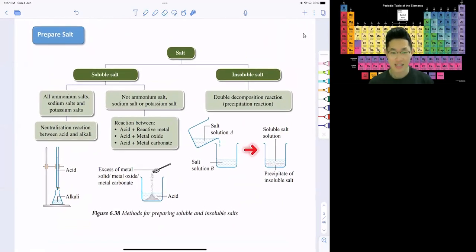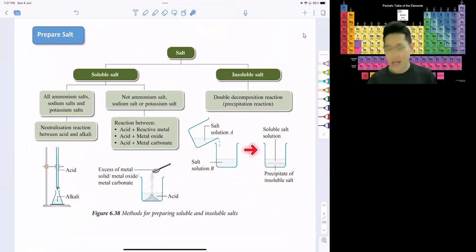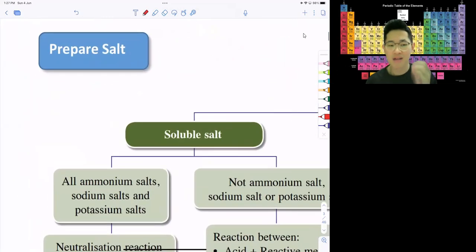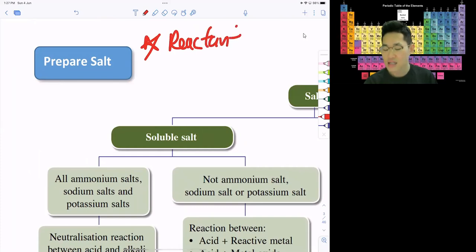Okay, see, salt, soluble, insoluble. Soluble has 2 different methods. So this is what has to come into your mind. This is what you have to think, or this is what you have to go through when you are preparing a salt. Okay, preparation of salt, they usually like to ask you the reactants.